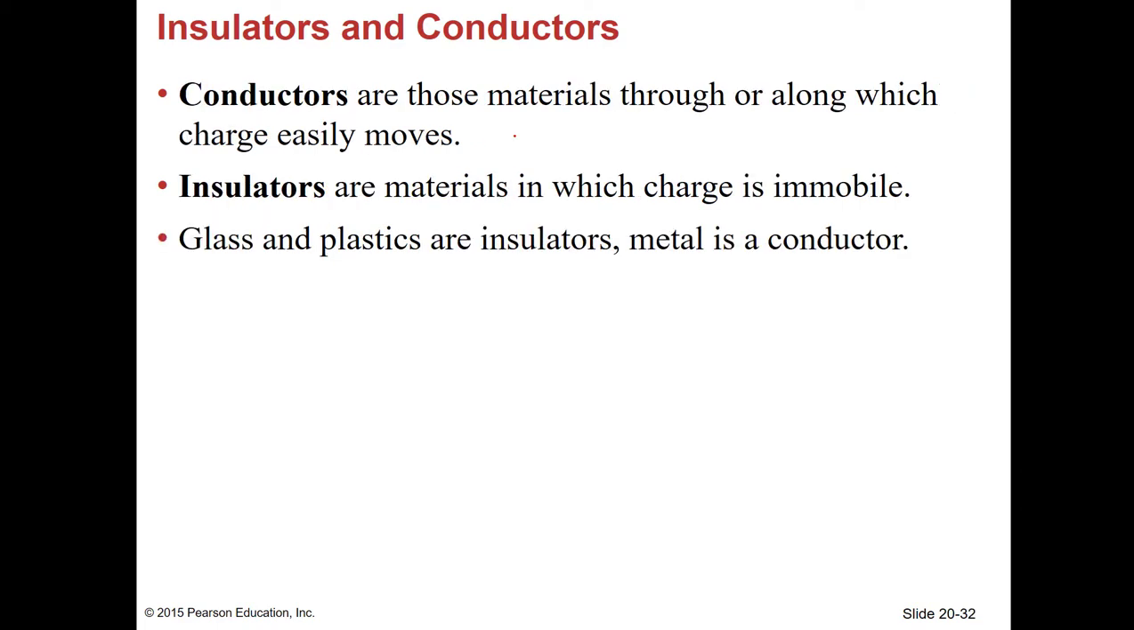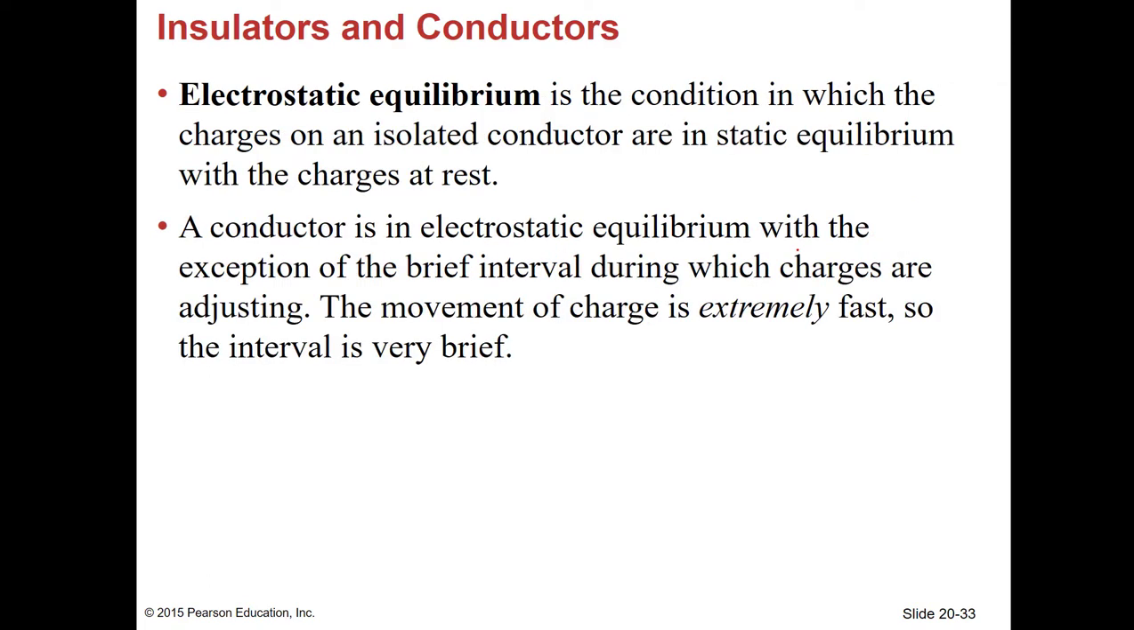So conductors are materials where charges easily move through. Insulators are objects where it's not so easy, and glass and plastic are good insulators. Metal, on the other hand, is a good conductor. Electrostatic equilibrium is the condition in which charges on an isolated conductor are in static equilibrium. They're not going anywhere. So charges are there, they're not moving. Later in the semester, we will have charges moving, and we'll see that moving charges, that's what current actually is.